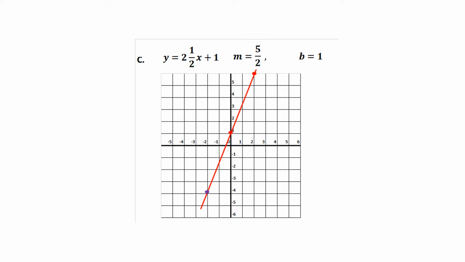We'll change 5 over 2 to -5 over -2. So we start at the red dot at 1 on the y-axis. We go down 5 steps. That would bring us down to -4 on the y-axis, and go to the left 2 steps, and there's a purple dot.